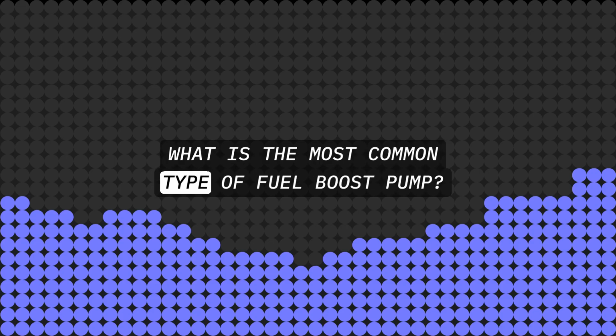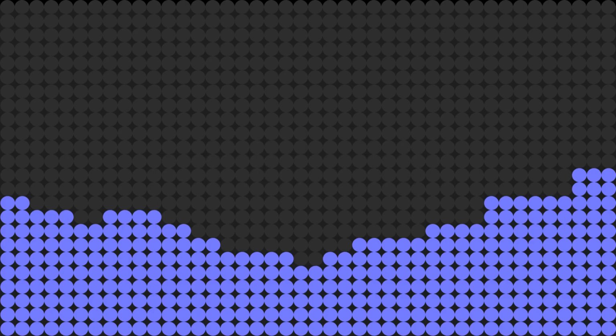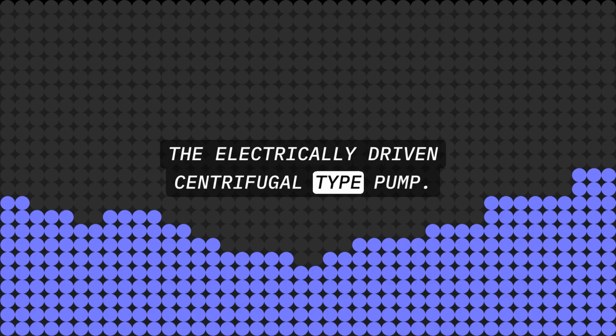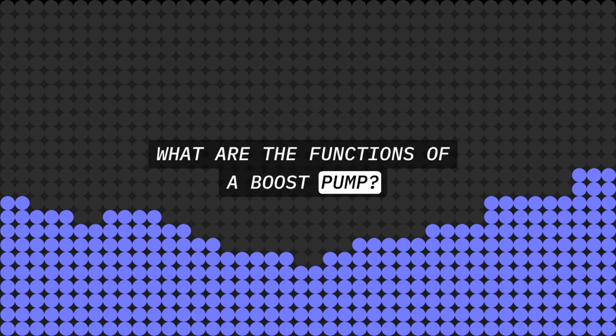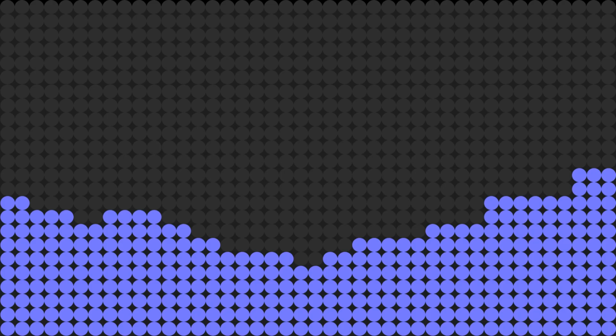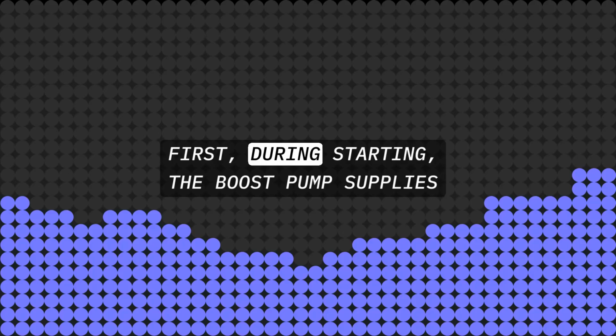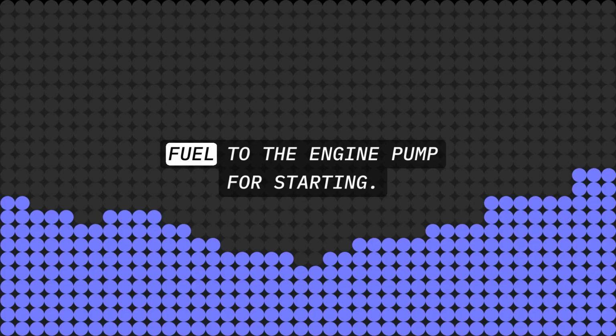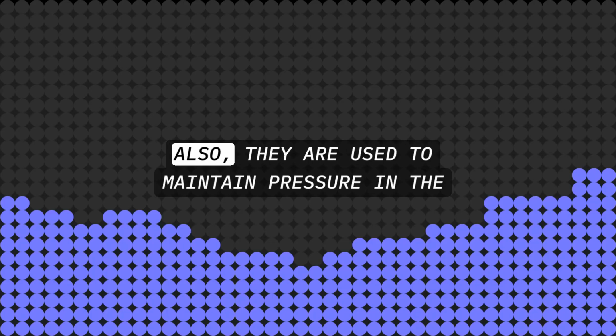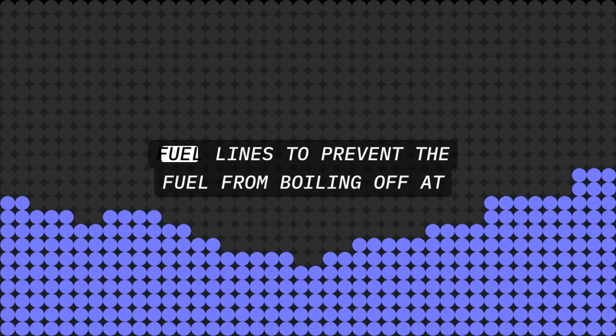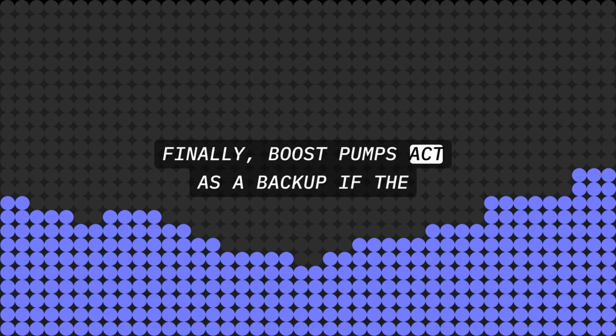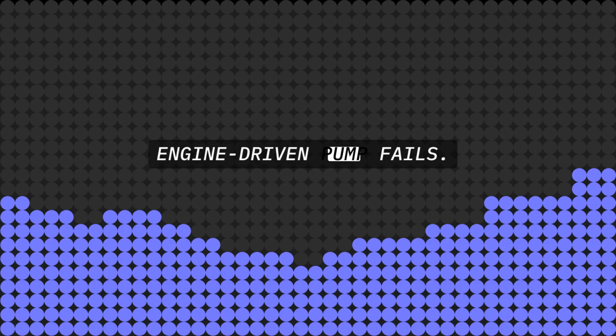What is the most common type of fuel boost pump? The electrically driven centrifugal type pump. What are the functions of a boost pump? First, during starting, the boost pump supplies fuel to the engine pump for starting. Also, they are used to maintain pressure in the fuel lines to prevent the fuel from boiling off at altitude. Finally, boost pumps act as a backup if the engine-driven pump fails.